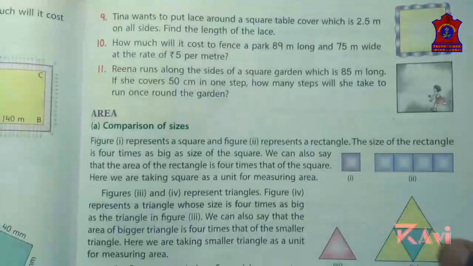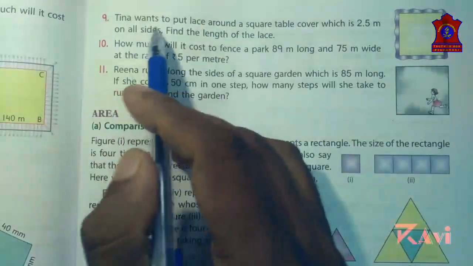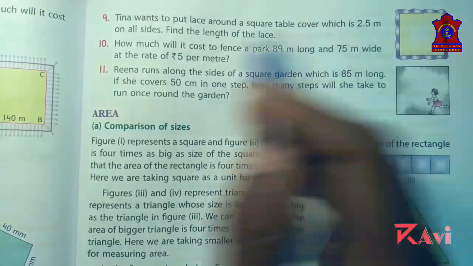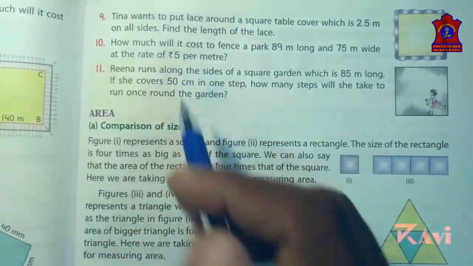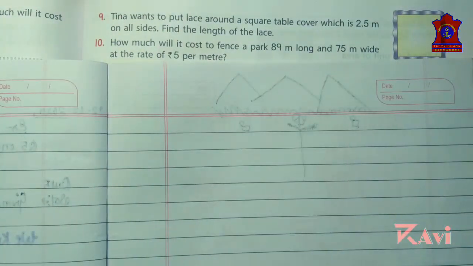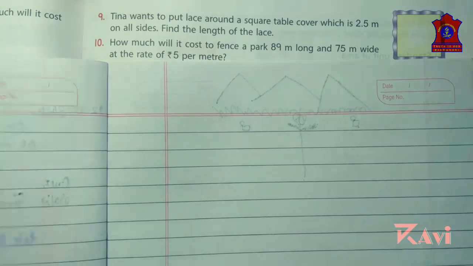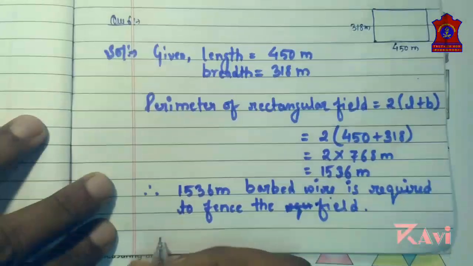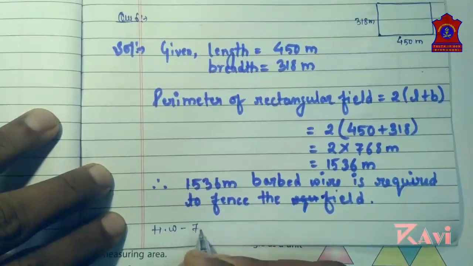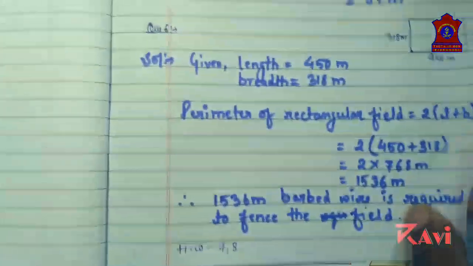Now let's look at question number 9. Tina wants to put a lace around a square table cover which is 2.5 meter on all the sides. Find the length of the lace. Okay, let's do this question. So you can do question number 7 and 8 by yourself. Okay, question number 9 we will do.